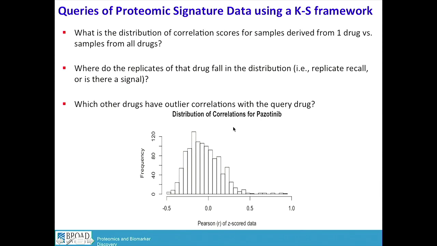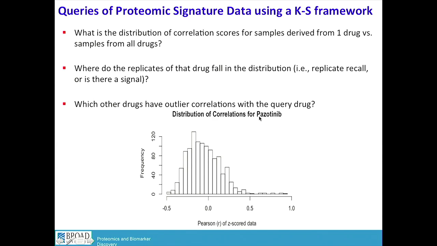So then the second question that we're going to ask is, where do the replicates of that particular drug perturbation fall within the overall distribution of all possible correlations? And this gets towards replicate recall, or whether there is a signal for that perturbation in the assay. And the third thing that we can ask is, what other drugs have outlier correlations with a drug that we're particularly querying? So I'm going to illustrate this through the drug pazopanib.